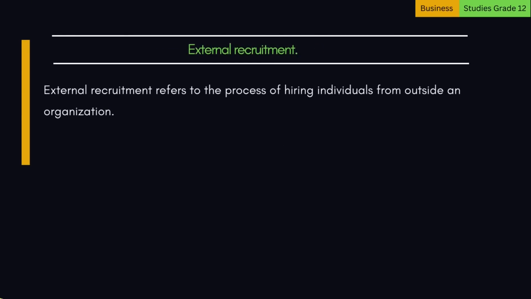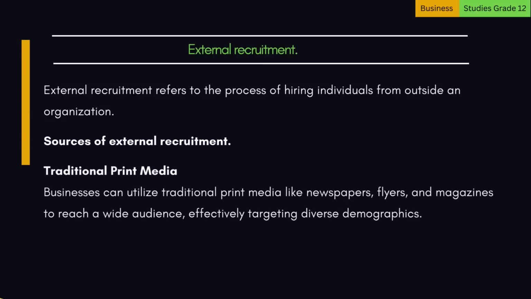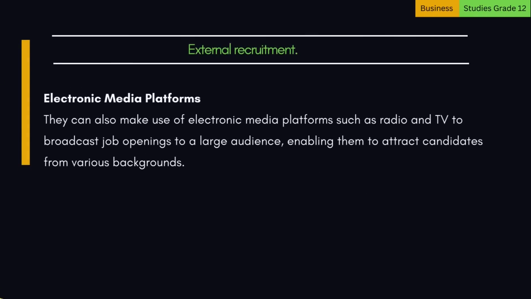External recruitment. External recruitment refers to the process of hiring individuals from outside an organization. Sources of external recruitment. 1. Traditional print media. Businesses can utilize traditional print media like newspapers, flyers, and magazines to reach a wide audience, effectively targeting diverse demographics. 2. Electronic media platforms. They can also make use of electronic media platforms, such as radio and TV, to broadcast job openings to a large audience, enabling them to attract candidates from various backgrounds.